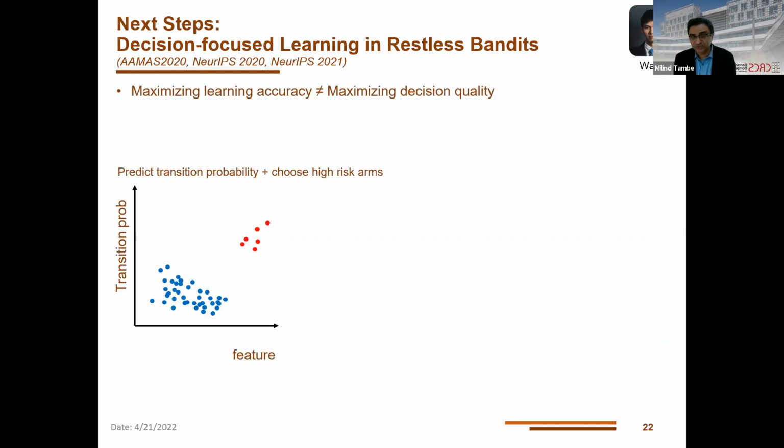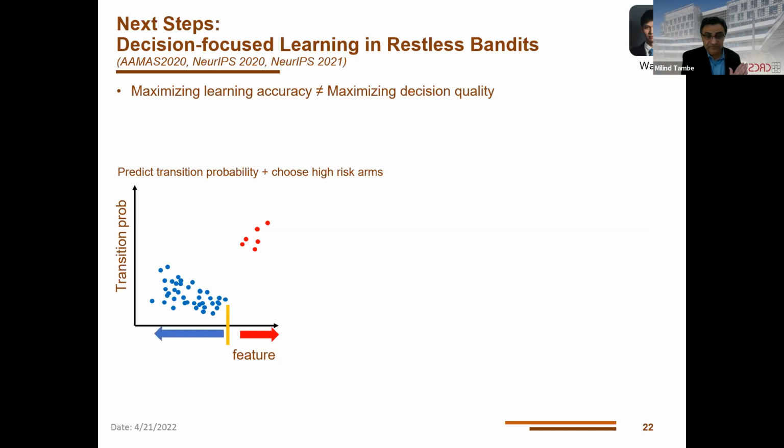I'll illustrate this using a simple illustrative figure here. On the x-axis is a feature. On the y-axis is the transition probability of a restless bandit. So this is a notional example. The blue dots are all low-risk mothers. The red dots are all high-risk mothers. Our goal here is to figure out, to predict the transition probability and then select high-risk mothers.